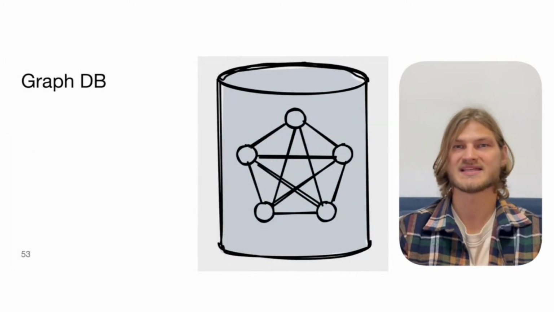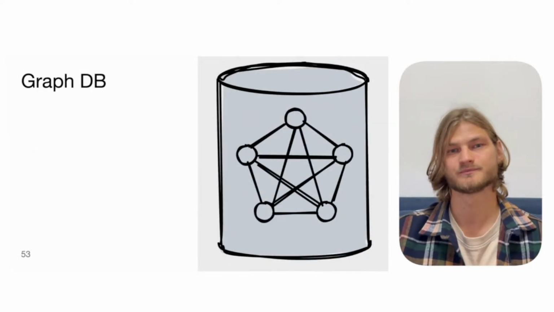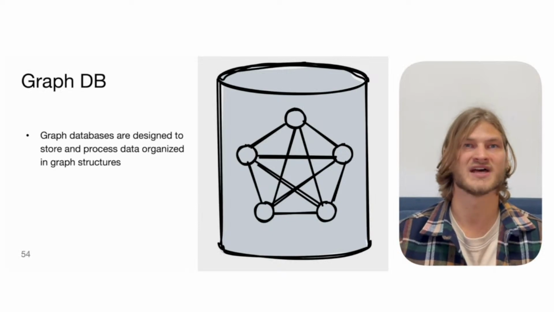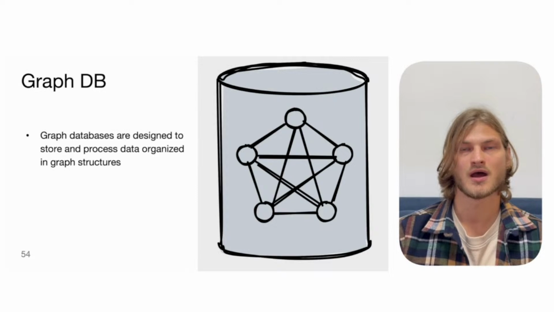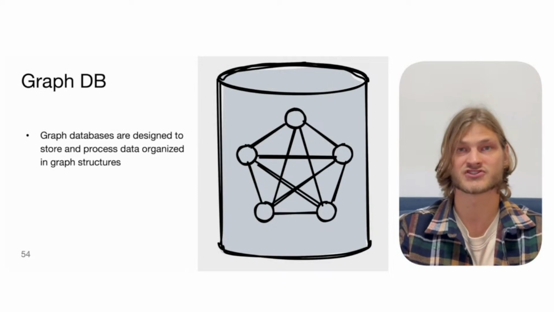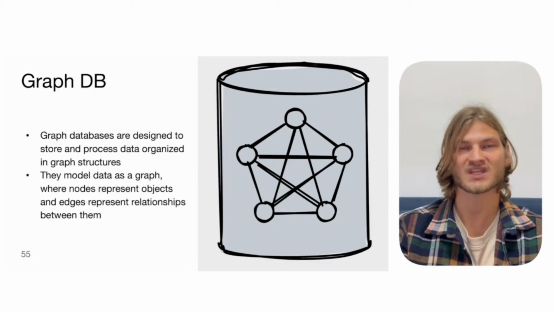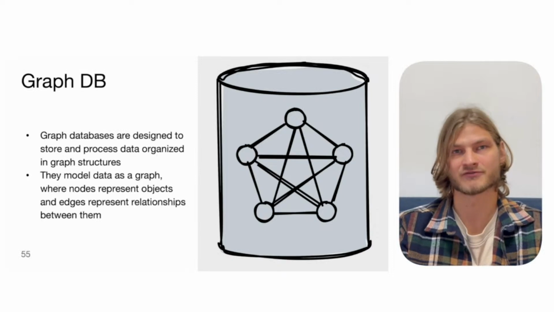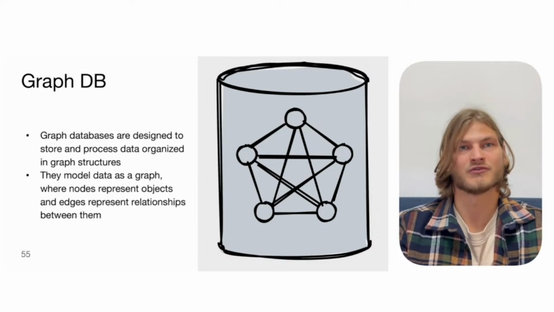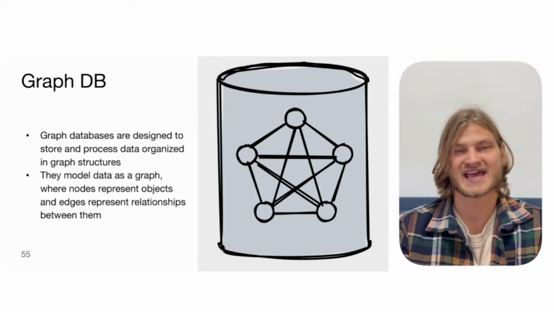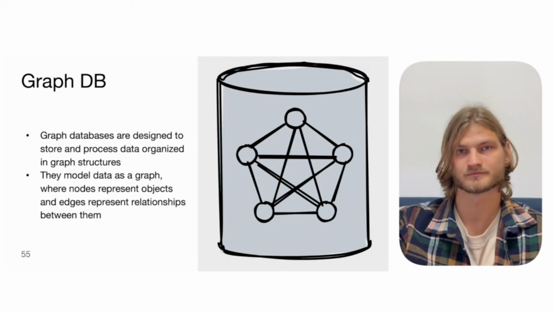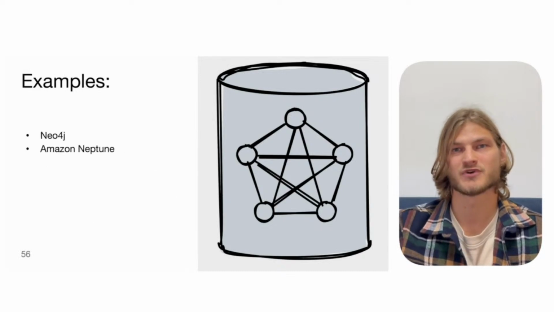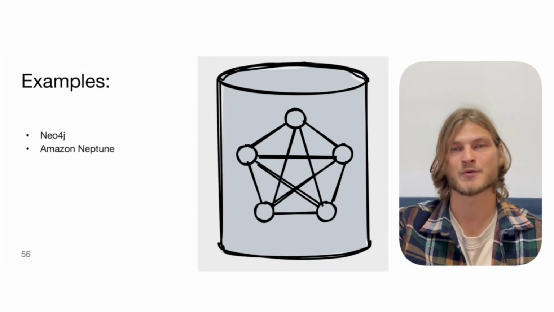So let's dive into GraphDB. Graph databases are designed to store and process data organized in a graph structure. They model data as a graph, where nodes represent objects and edges represent relationships between them. Examples of such systems are Neo4j and Amazon Neptune.